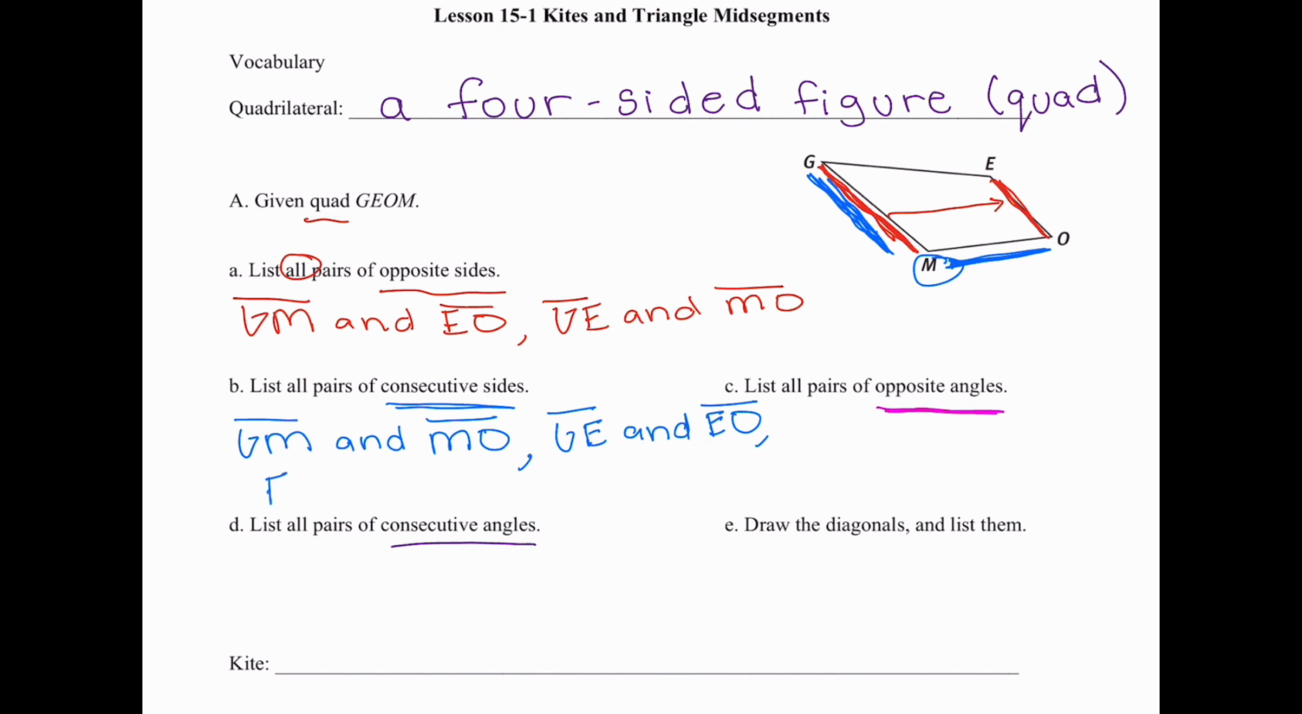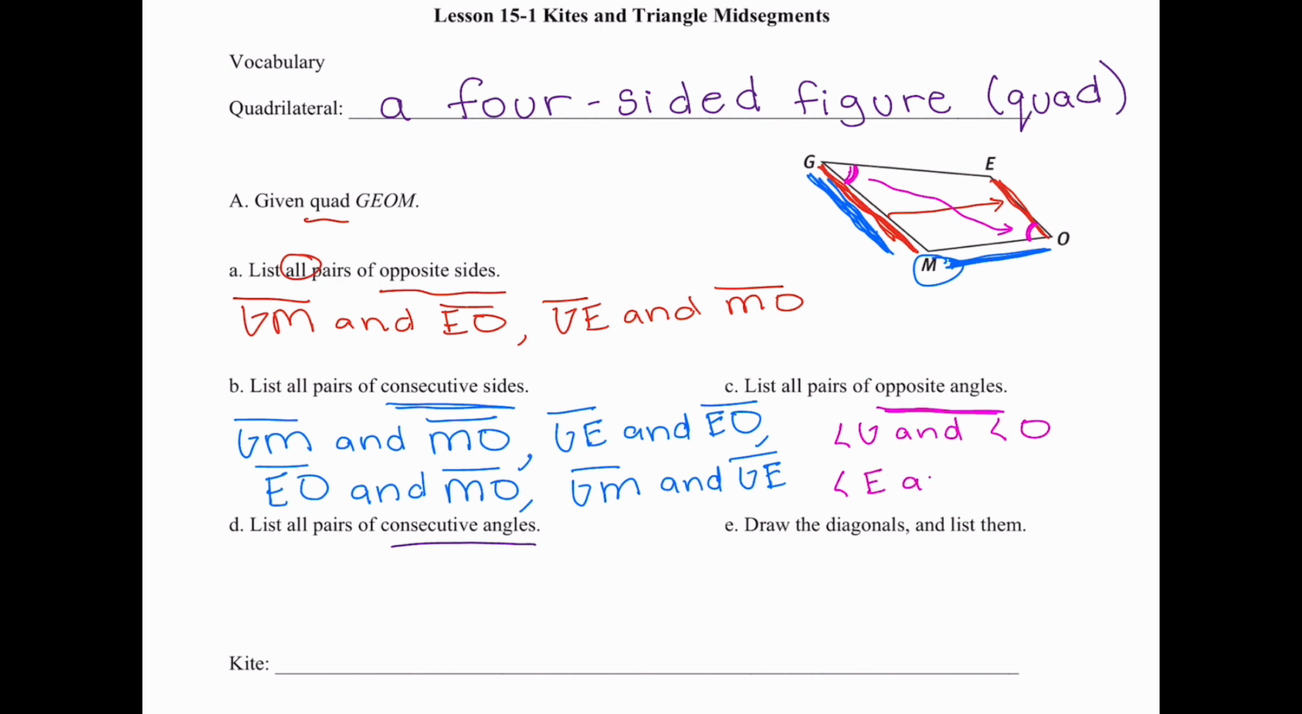We also have EO and MO. And our last one, GM and GE. Now let's move on to talking about angles. Just like with sides, if you take one angle, the one directly across from it is its opposite angle. So angle G and angle O are opposite angles, as well as angle E and angle M.